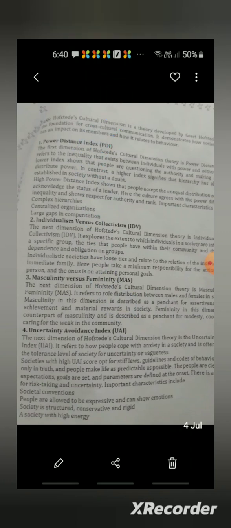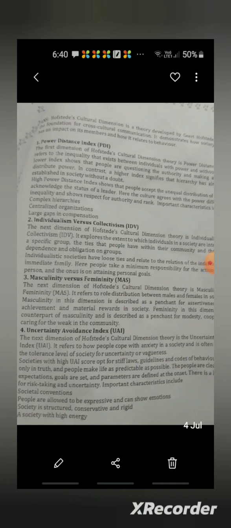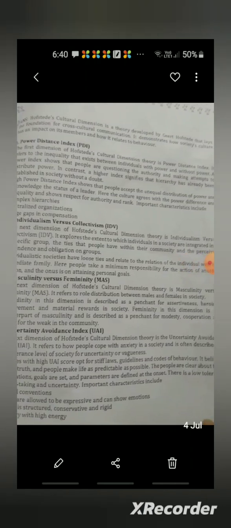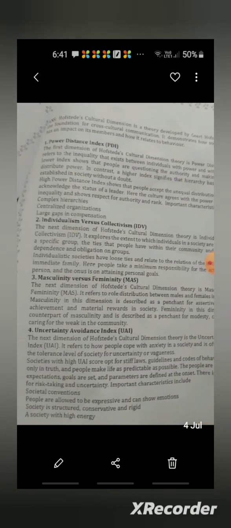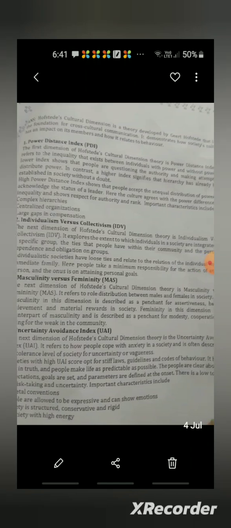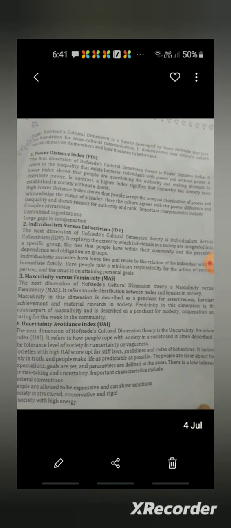So the first that we get to see is power distance index. The first dimension of Hofstede's cultural dimension theory is power distance index. It refers to the inequality that exists between individuals with power and without power. A lower index shows that people are questioning the authority and making attempts to distribute power. In contrast, a higher index signifies that hierarchy has already been established in a society without a doubt.